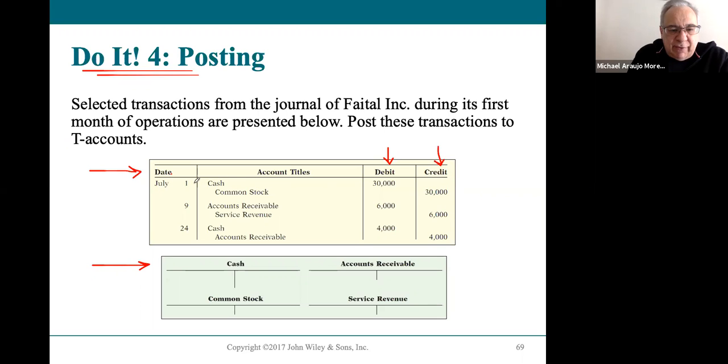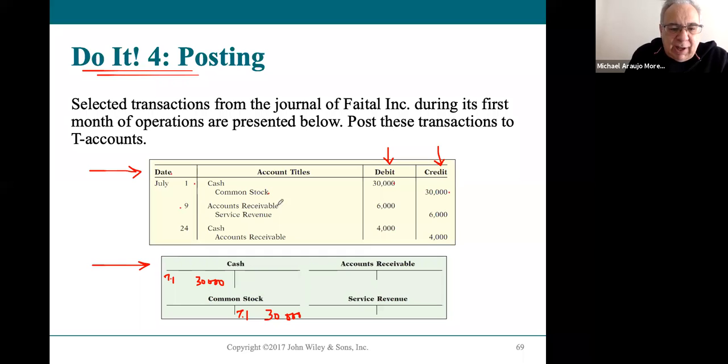Here we have July the 1st, cash has a $30,000 debit. So when I go down, this is the cash account and my date is 7/1. That's going to be my date. Then I'm going to write in, as best I can with my finger, the $30,000 on the debit side, because that's on the debit side here. This common stock entry is on the credit side, so I'll go to common stock. Again, it's important to put the date, 7/1. We have a $30,000 credit to common stock posted here as well. So basically I'm done posting my July 1st stuff.